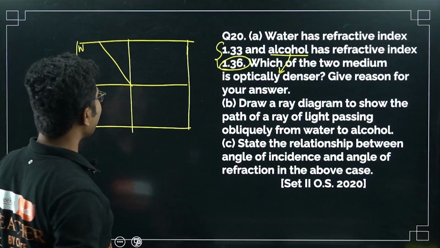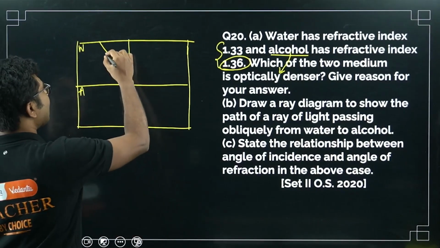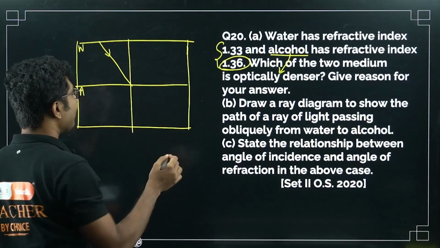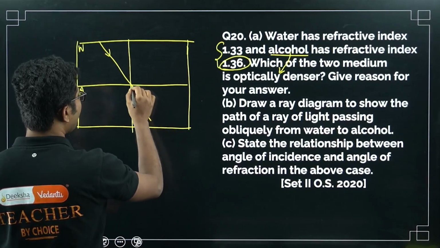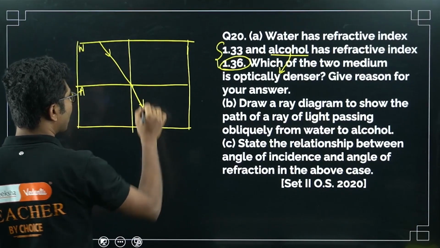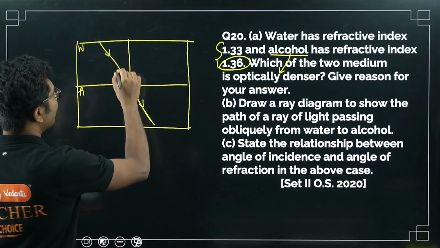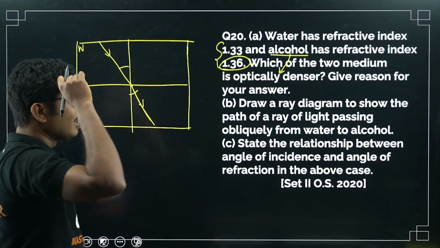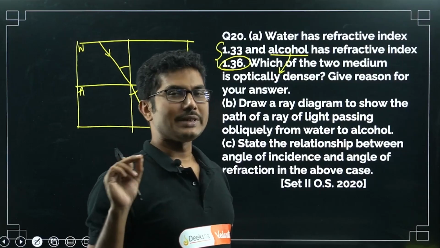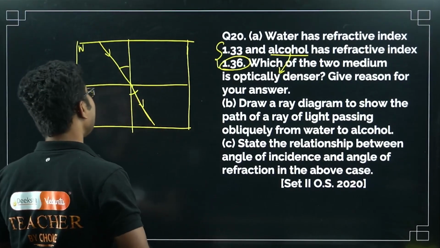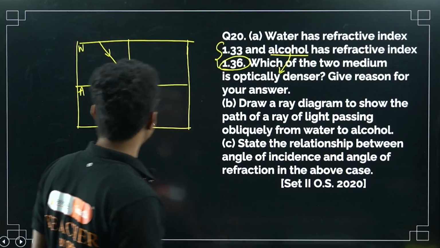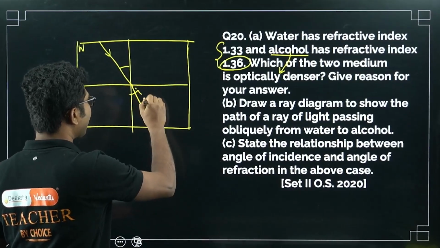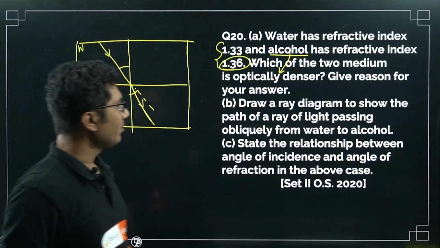And as the ray of light is traveling from a rarer to a denser medium, it will bend towards the normal. So it will bend but not by much, you barely realize that there is a bend. But there will be significant bending for a higher angle of incidence. So you have to show the bending, but the bending will be small.